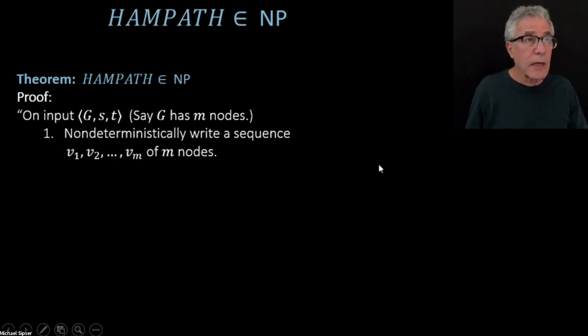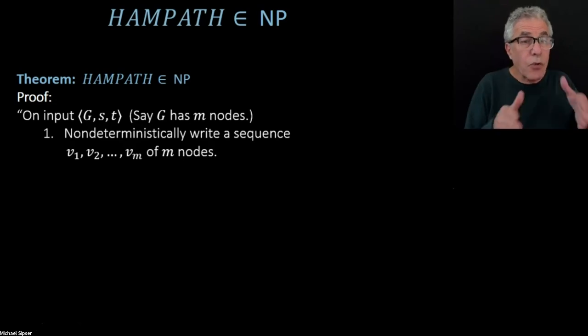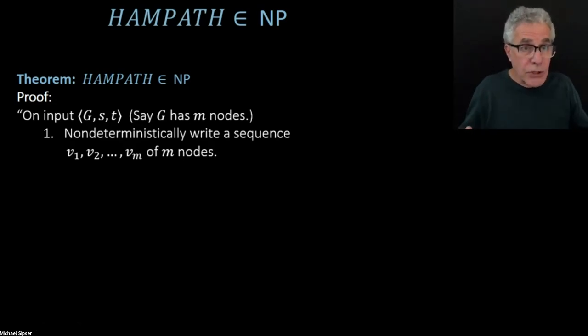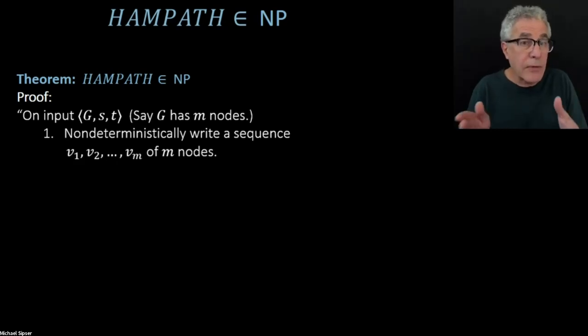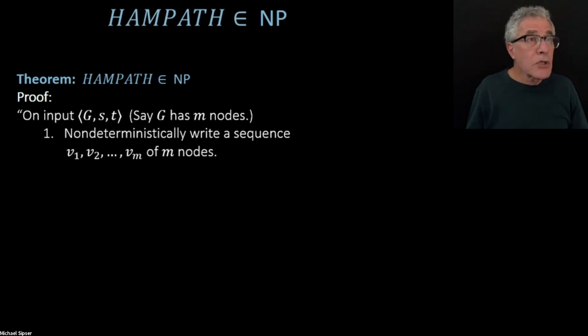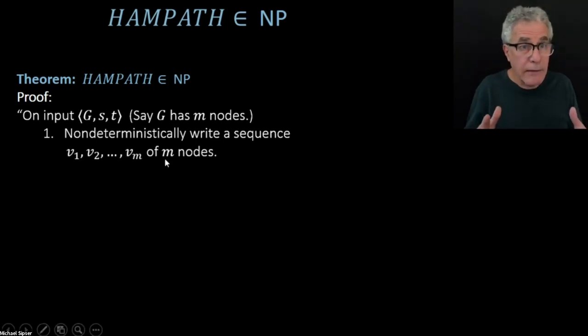So the way this non-deterministic machine is going to work is it's basically going to use its non-determinism to try all possible paths on the different branches. And the way I'll specify that is to say non-deterministically, we're going to write down a candidate path, which is just going to be a sequence of M nodes, where M is the total number of nodes of the graph. Remember, a Hamiltonian path, because it visits every node, is going to be a path with exactly M nodes in it. So I'm going to write down a sequence of nodes as a candidate path, and I'm non-deterministically going to choose every possible sequence in this way.